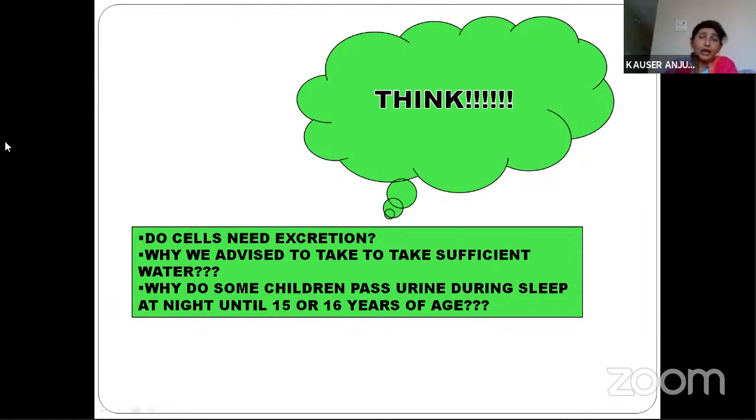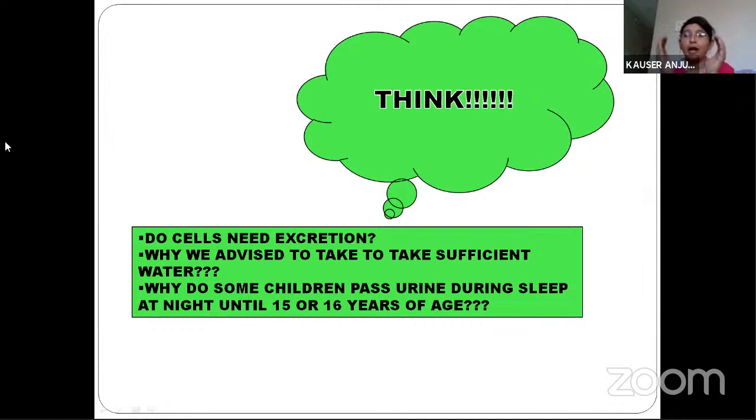So why does it happen? There are multiple reasons for that. The first reason is because of less release of vasopressin. When vasopressin is released in less quantities, diluted urine is passed. This is the first reason. The second reason is that the urinary bladder is not matured as their age grows.